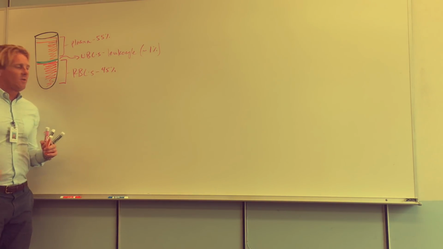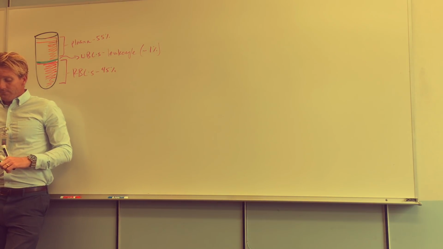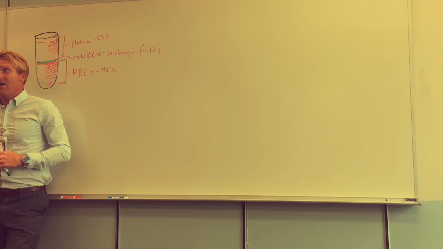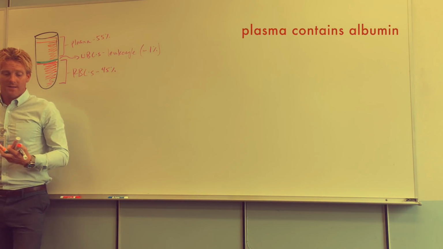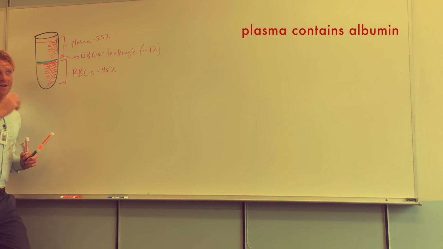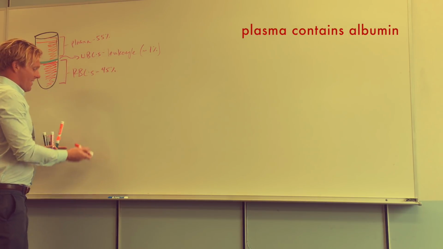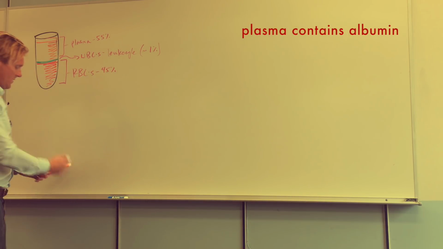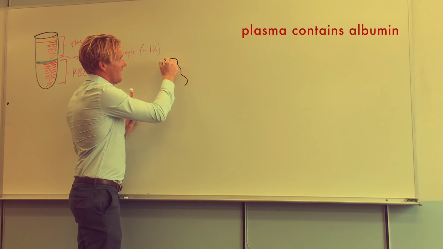In addition to all of those other things, plasma contains quite a few proteins. One of the most important ones is called albumin. Albumin is very important because albumin helps to balance out the osmotic pressure inside the blood versus the body tissues. Here's an example of how that works. If I were to draw, I don't know, a little capillary right here. Imagine this is the little capillary.